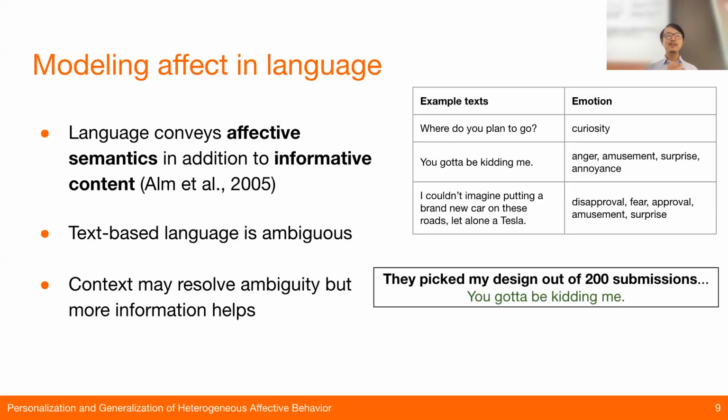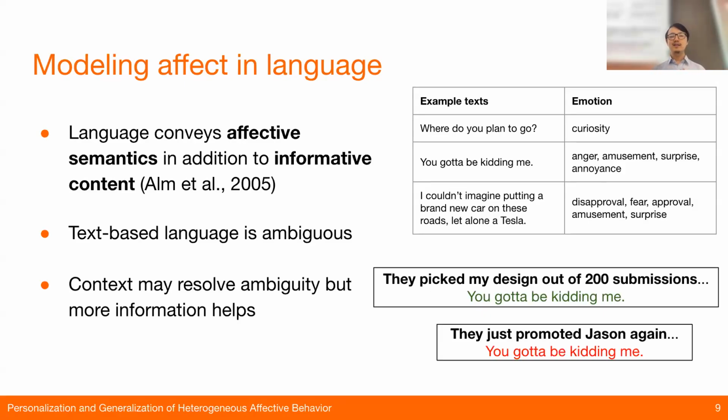Here, given the context in the bold text, we can see that the text in green conveys more of an amusement. However, in the case of the second one, even with the context, it still might convey more than one affective state. So in affective AI, having context also helps, but in some cases it doesn't help. It also depends upon how much context is there.